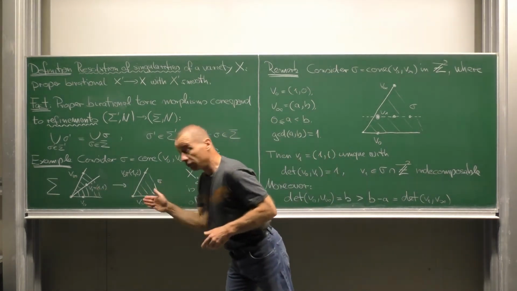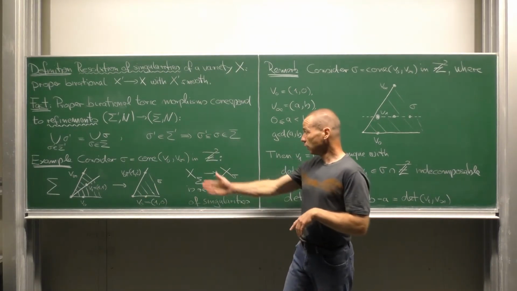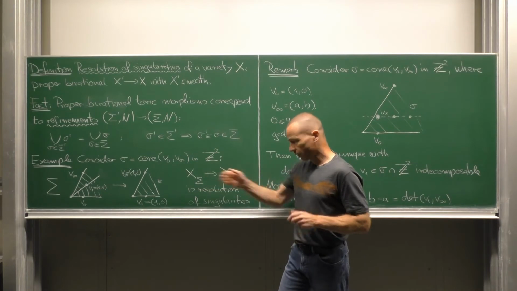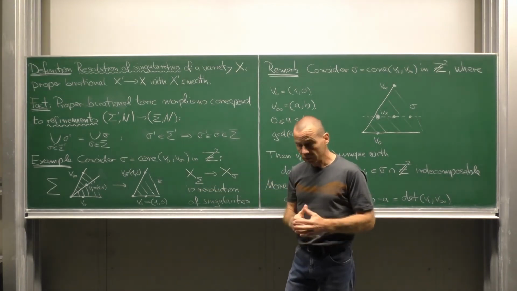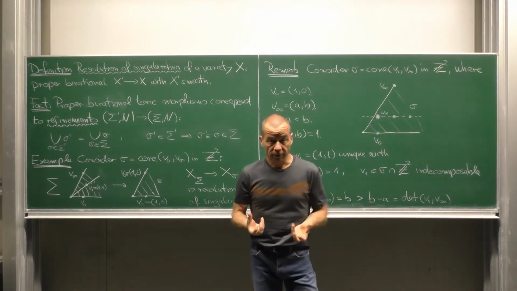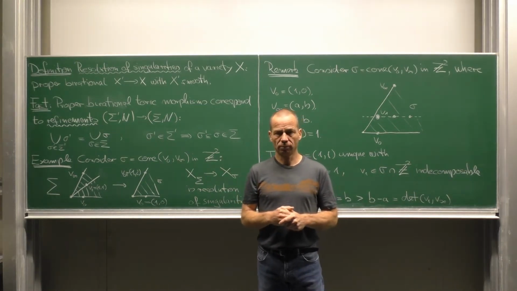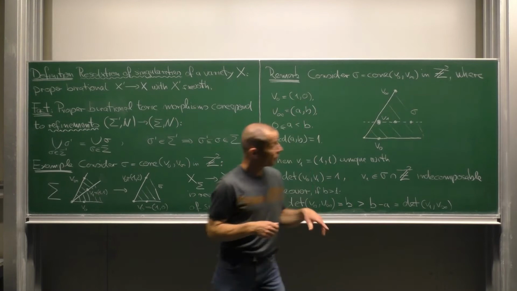Moreover, this is a refinement of fans. So we have a proper birational morphism from X_Sigma to X_sigma. And this is a resolution of singularities. Let us prepare the general case.